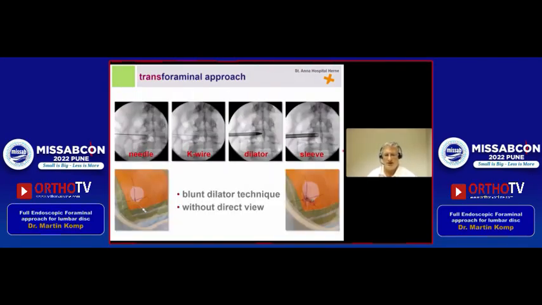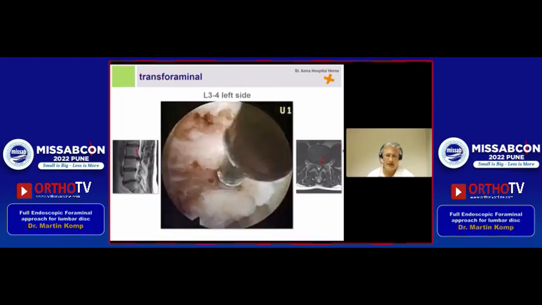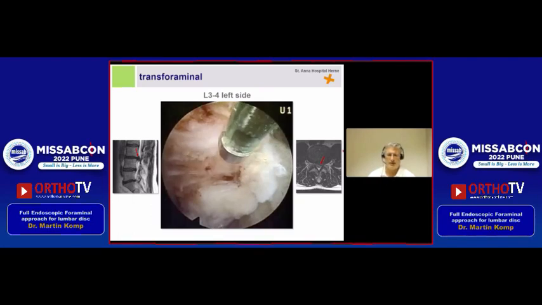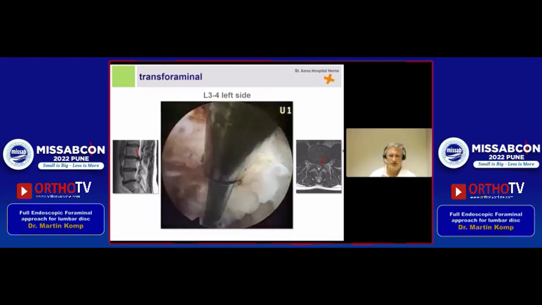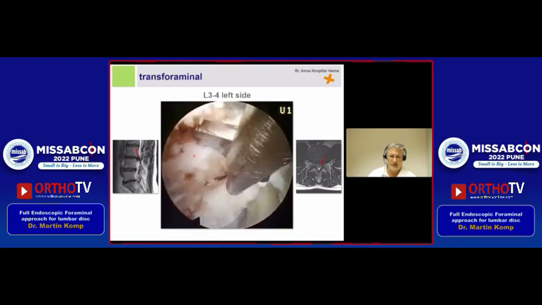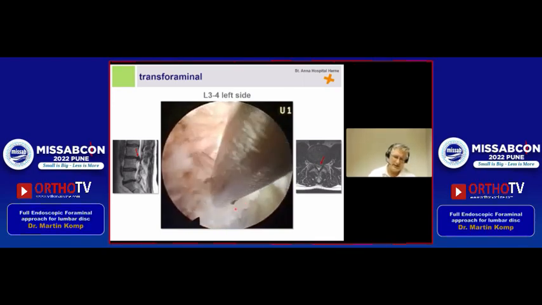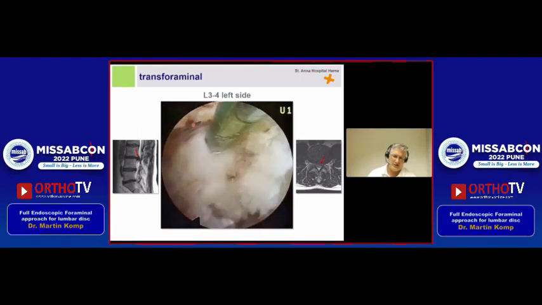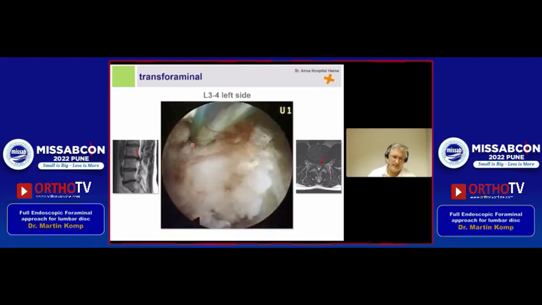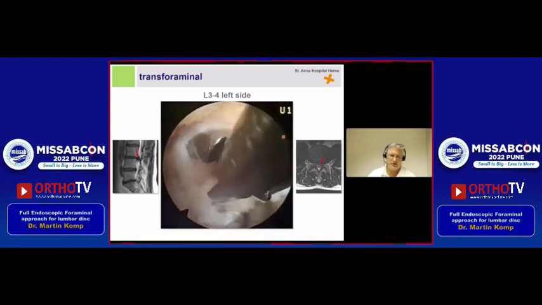So let's first have a closer look at the transforaminal approach. You know it's a blunt dilator technique, and we are passing the foraminal area and the exiting nerve root without direct visualization. For example, we insert the endoscope and then we see the structures in front of us. We see the horizontal structures, that's the posterior ligament and the annulus. Here is the entry to the disc space. And toward the dorsal aspect, you find the herniation pressing the epidural fat and the structures to the dorsal aspect.